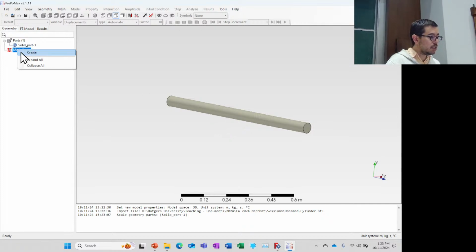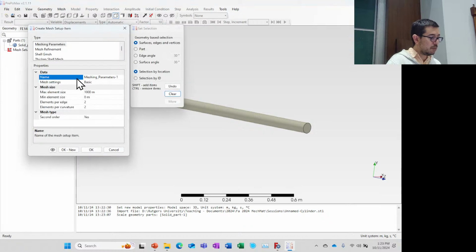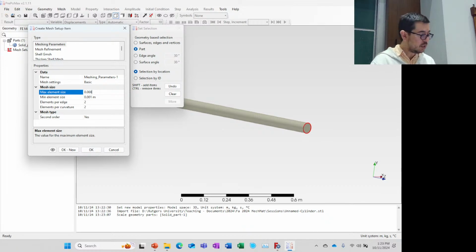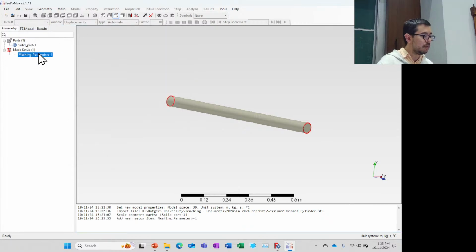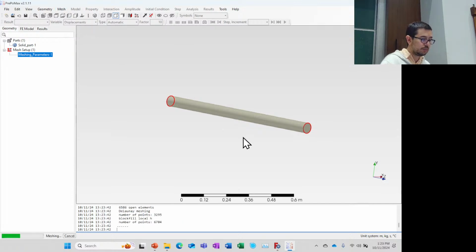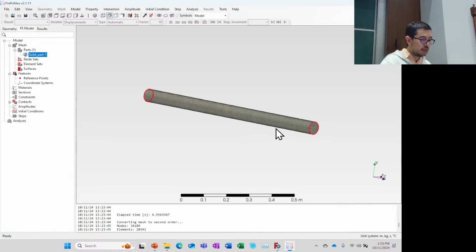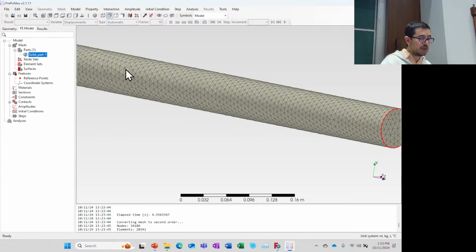So let's do a mesh. We'll create the mesh parameters. We're going to do this on the part. I've done this a little bit. The max element size will be about 8 millimeters, and we can go ahead and create the mesh just like this. Okay, and that's not a bad looking mesh. You know, maybe it's not the best mesh, but it's not bad.